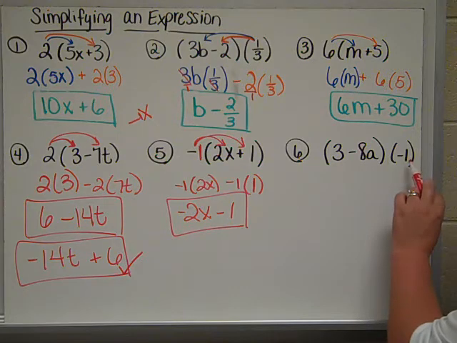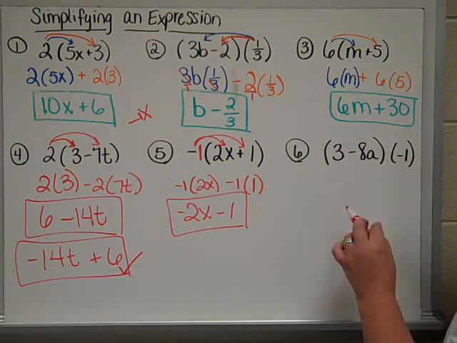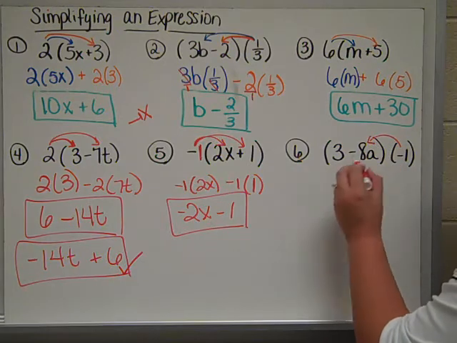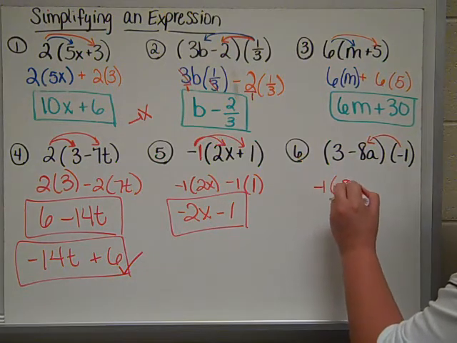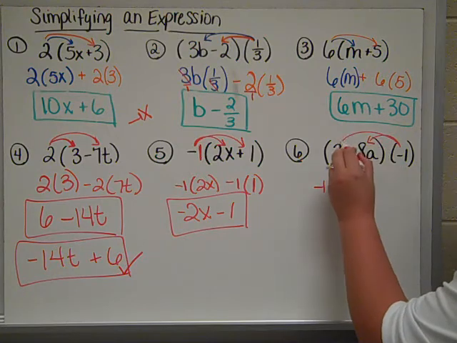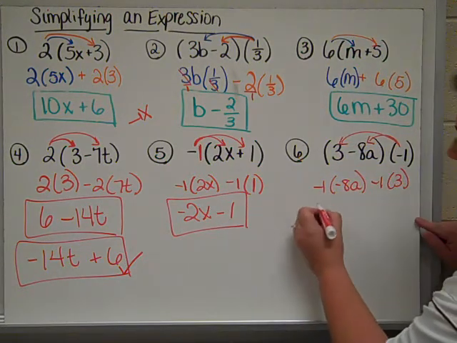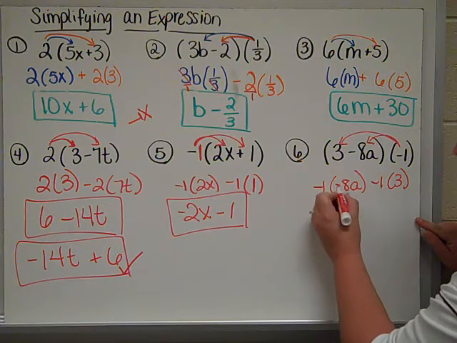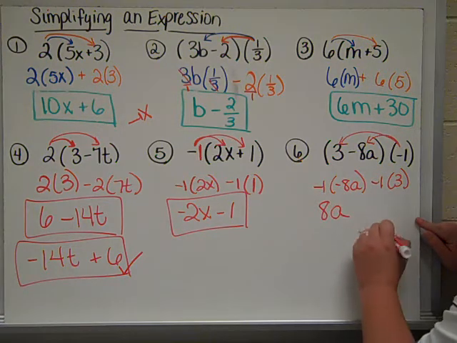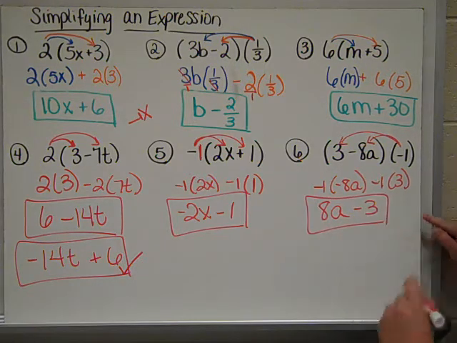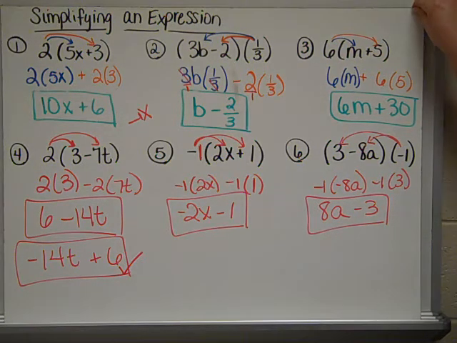Last one, negative 1 is over here, but I'm going to distribute the same way as I did on number 2. So negative 1 times negative 8a, negative 1 times positive 3. Remember, a negative times a negative gives me positive 8a, and negative 1 times positive 3 is negative 3. So that simplifies to 8a minus 3.